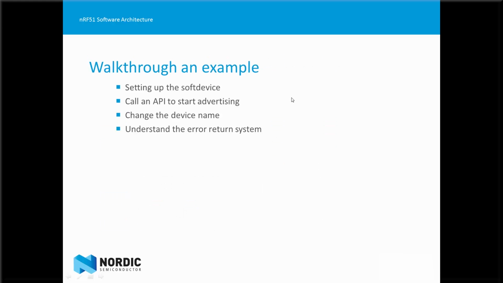Now we're going to walk through a short example where we show you how to set up the SoftDevice, enable it, initialize it, and we will make a call to the API to start advertising. We'll change the device name and then try to understand the error return system.